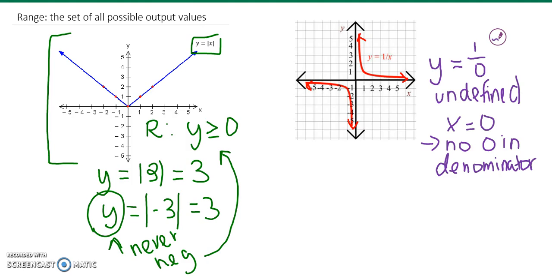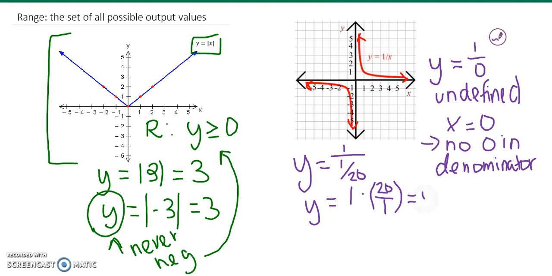Now let's plug in and evaluate for when x equals 1/20. Plugging in 1/20 for x, we have y equals 1 times 20 over 1. We multiply by the reciprocal. Therefore, when our input value is very small and close to 0, our output value of y equals 20 and is larger.